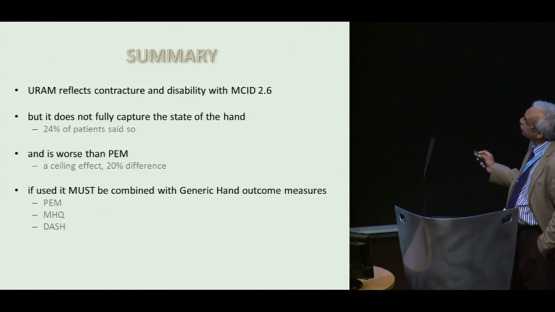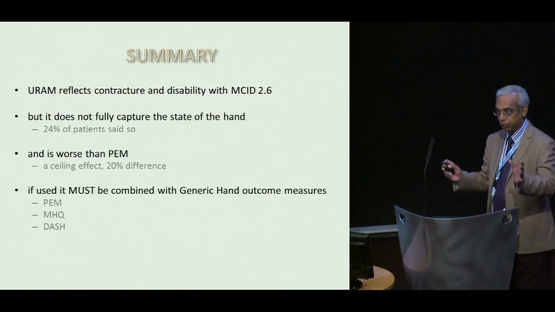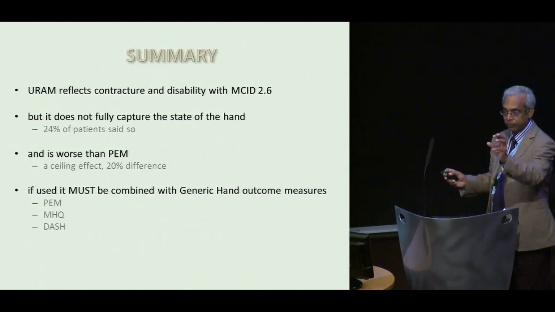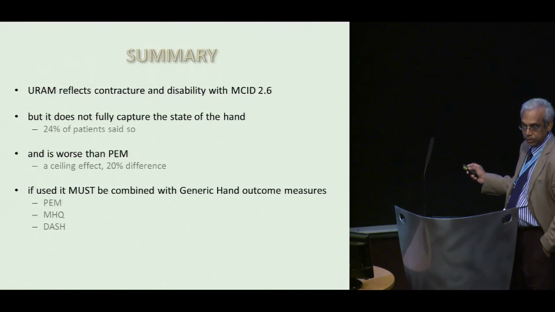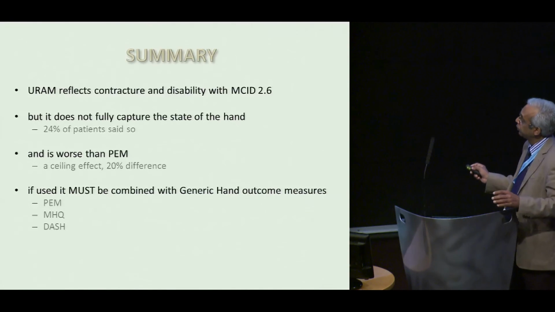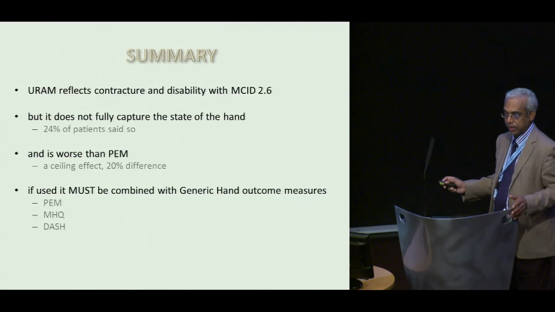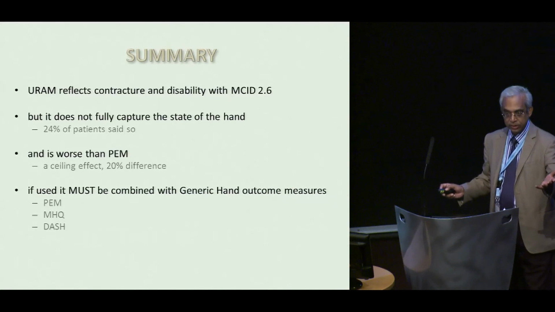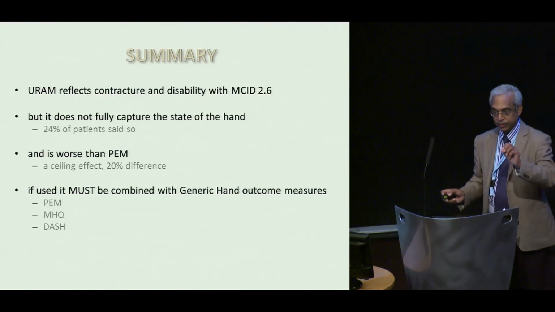If you're going to use the score in preparing clinical studies, comparing groups, then you need to be looking at that minimum difference of 2.6. However, we must know that it does not fully capture the state of the hand, particularly after intervention, because it does not have aspects that capture things like pain and overall dysfunction. It is worse, and this is surprising, than a generic hand questionnaire. Usually it's the other way around, where a disease-specific questionnaire tends to be better than a generic questionnaire. Here, that is not happening.